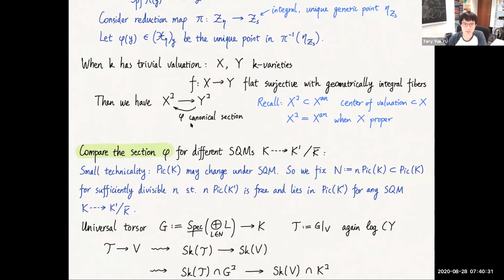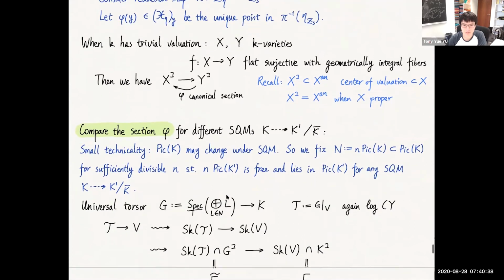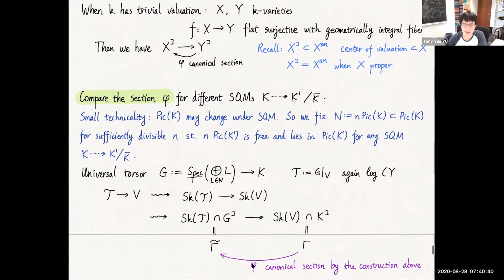And then we can apply our construction of the canonical section phi. And by applying this, we obtain a canonical section. We denote the left-hand side by gamma tilde, the right-hand side by gamma, and we obtain a canonical section phi from gamma to gamma tilde by the construction above. So this is what we do for K.